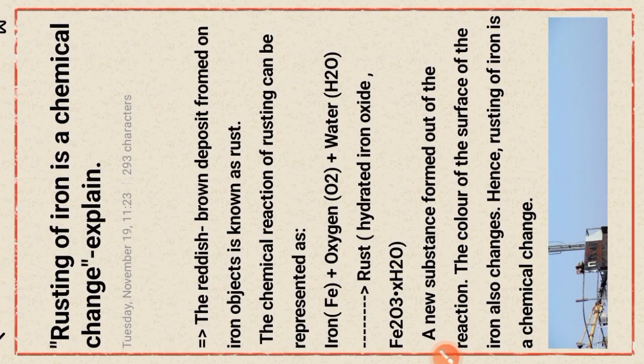My dear viewers, now we discuss rusting of iron as a chemical change. The reddish brown deposit formed on iron objects is known as rust.